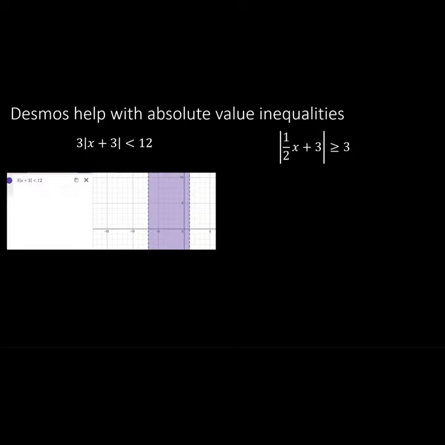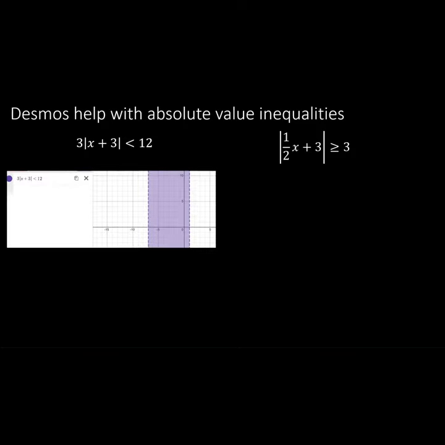Can Desmos help with absolute value inequalities? Why, yes, absolutely. Desmos can help with absolute value inequalities, which tend to be clunky to solve, and they're not super common in math. So a graphing tool is wonderful to have at your disposal. We're going to take a look at a couple of examples. We'll cover the less than, the greater than, the equal to. What do you need to look for?